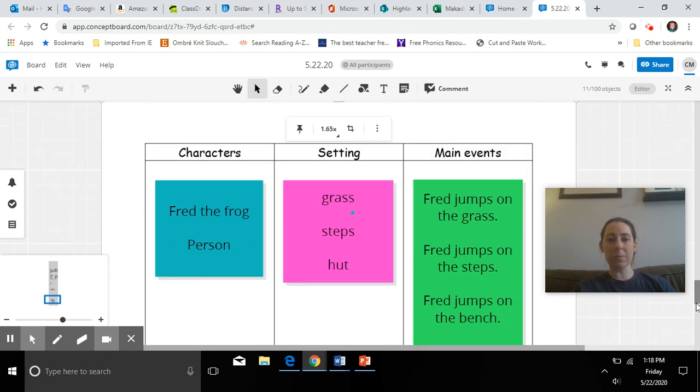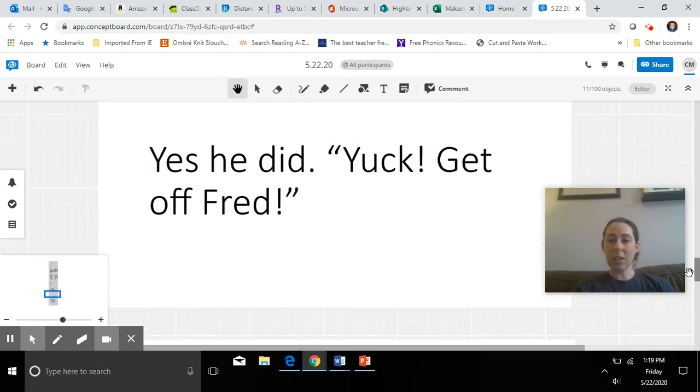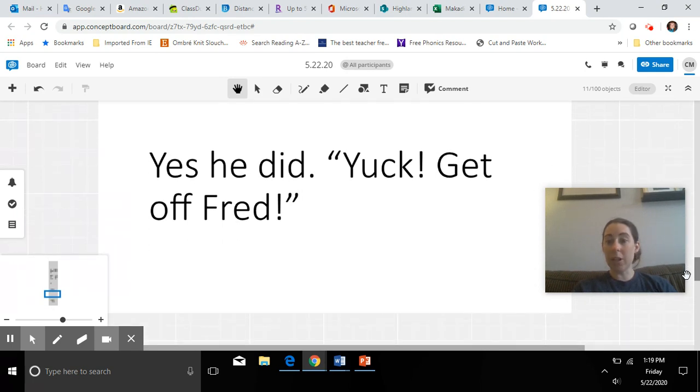Okay, so really quickly, that was a little short story, and we were able to think about the characters, the setting, and the events, what happened in the story. So it's important, even with little short stories that you're practicing, to think about these questions because they will help you better understand what you're reading. And our goal is to always be learning something from what we're reading.